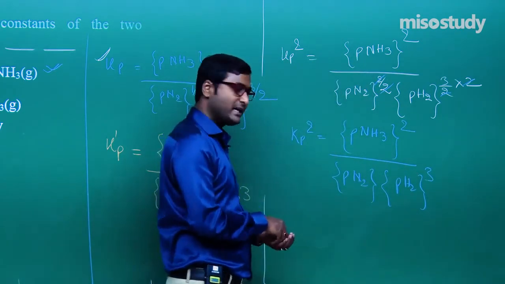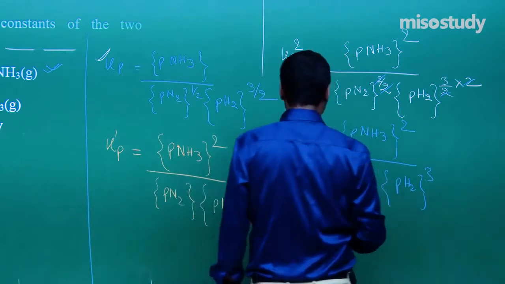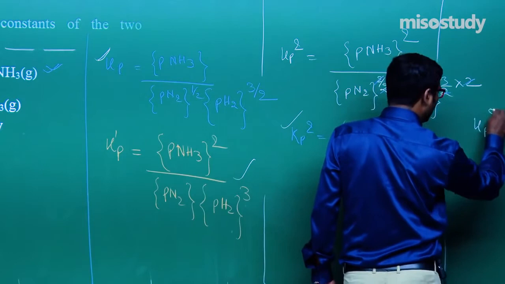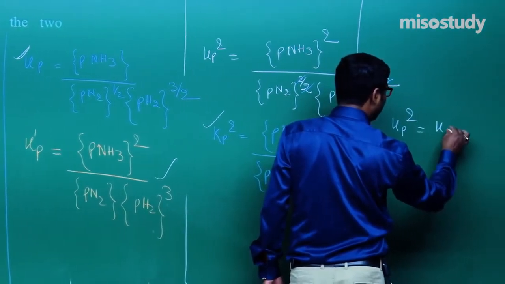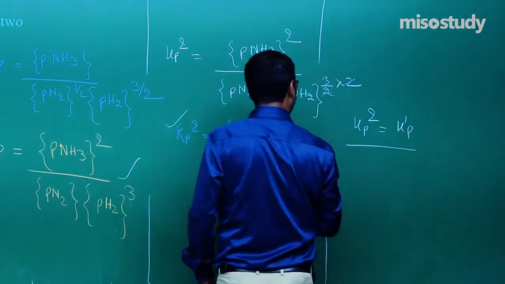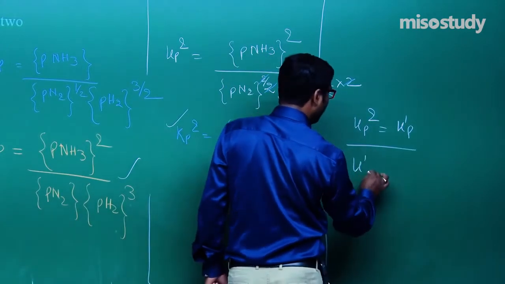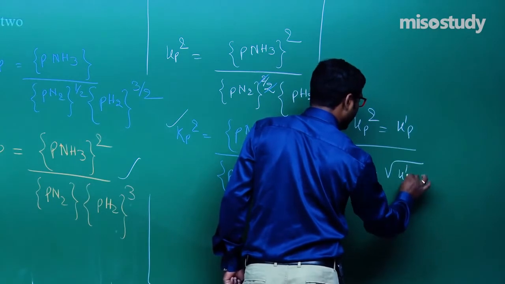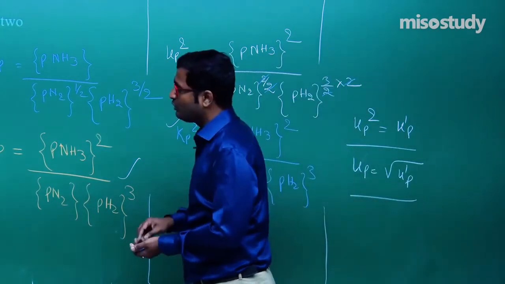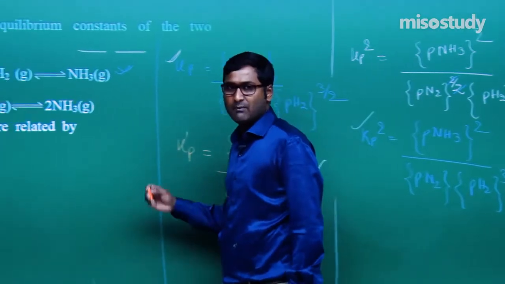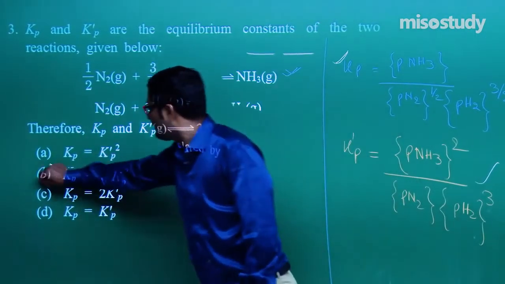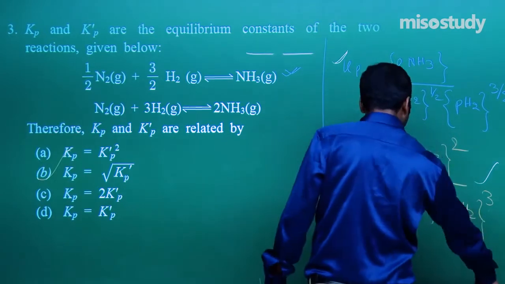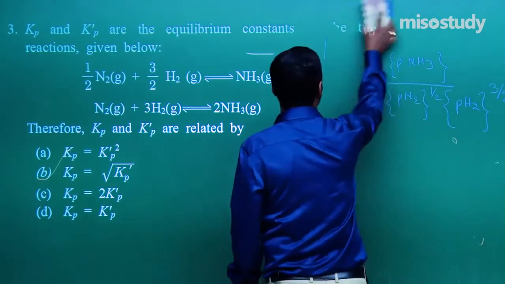Clear? Now tell me, compare this expression and this expression. Definitely you can say Kp square is equal to K dash P. Clear? Or Kp is equal to root under K dash P. Check it out, this one: Kp is equal to root under K dash P. Clear? Now I am going to rub this part and we will discuss the next one. Wait for a moment.